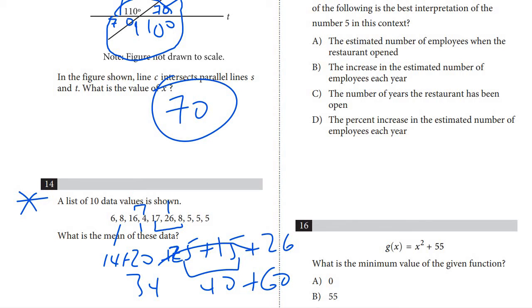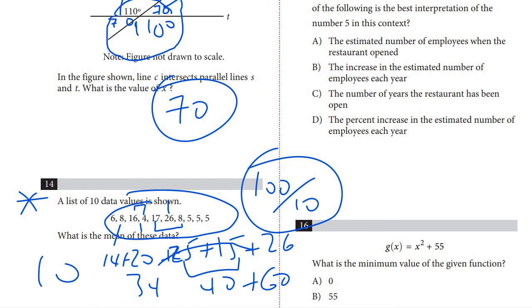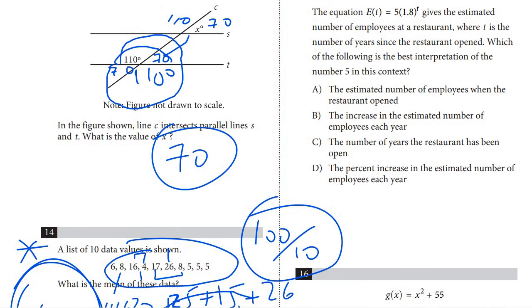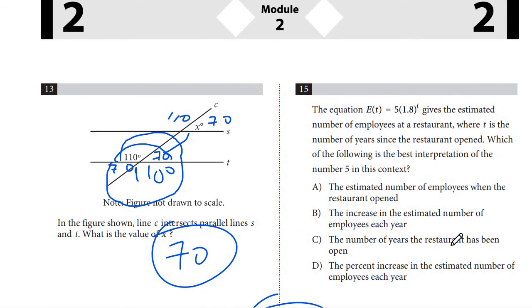Oh, how nice is this? 40 and 60 is 100. And 100 divided by the number of numbers, that's going to be 10. 100 divided by 10 will give us an answer of 10. That's no surprise. I wouldn't want you to give 9.6 as an answer, but a nice whole number. So that was 14. On to 15.